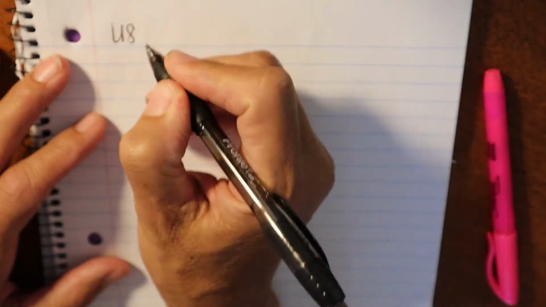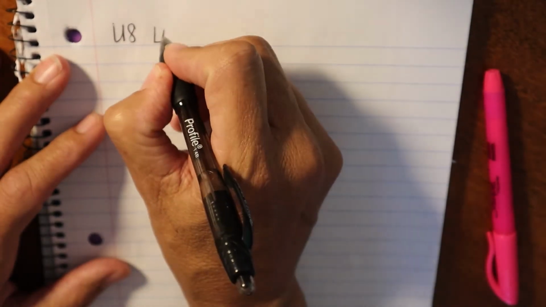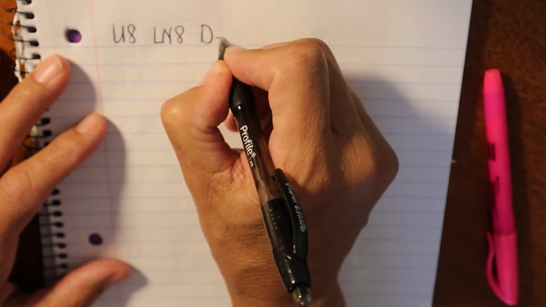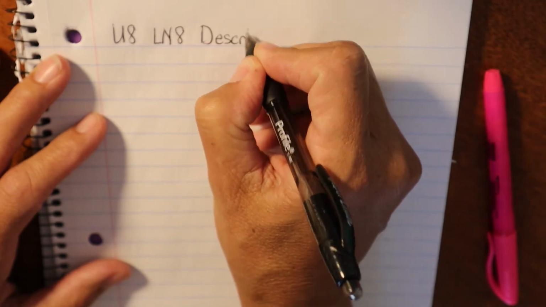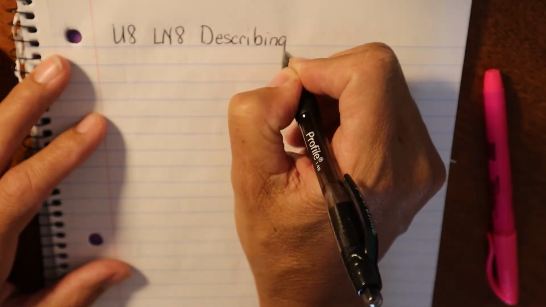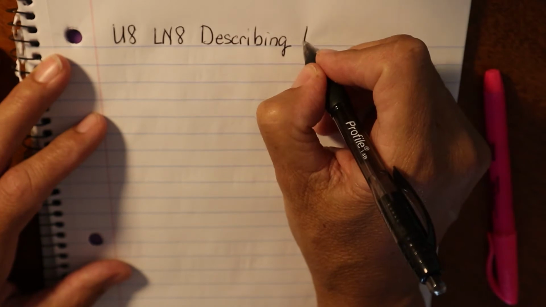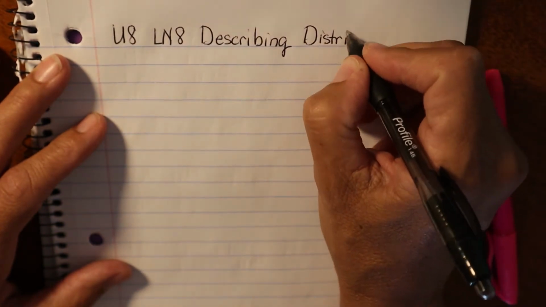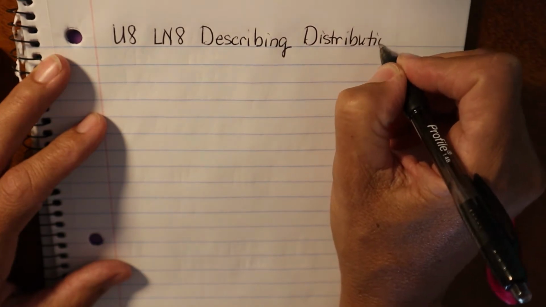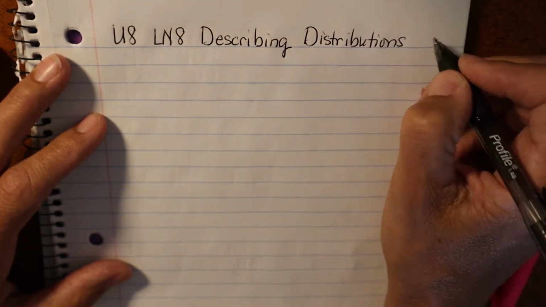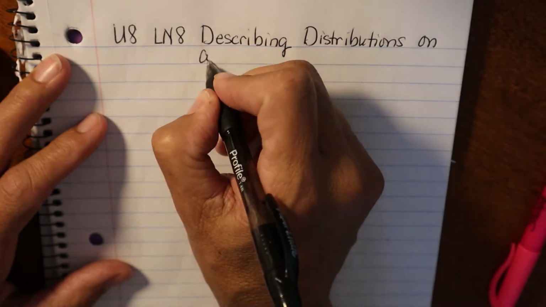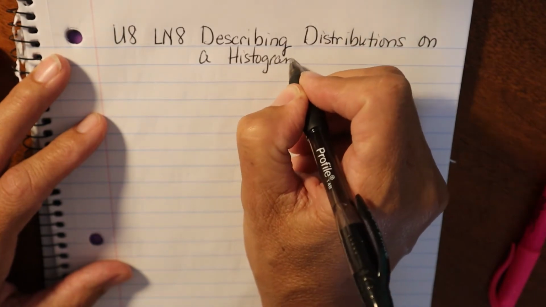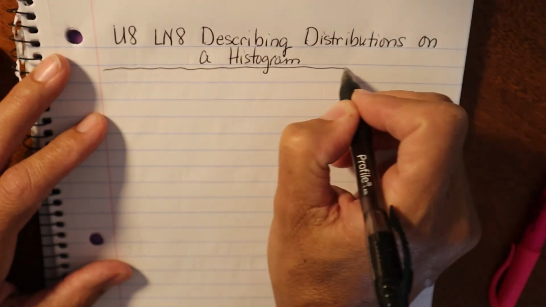So we're still working in Unit 8. And today it's Lesson 8 and it's called Describing Distributions on Histograms. I'm going to underline it.